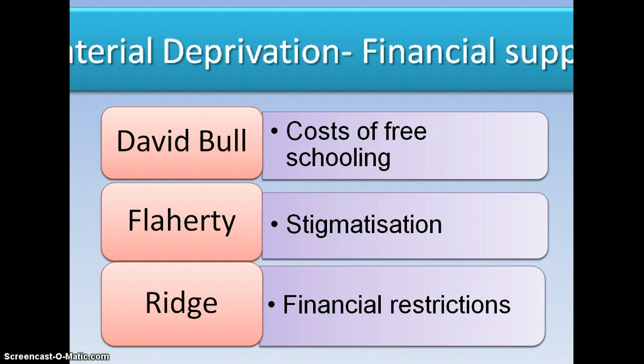Ridge found that children in poverty are more likely to take on jobs such as babysitting, cleaning and paper rounds, and that this too has a negative impact on their schoolwork. The financial restrictions may explain why many working class children leave school at 16 and why relatively few go on to university.